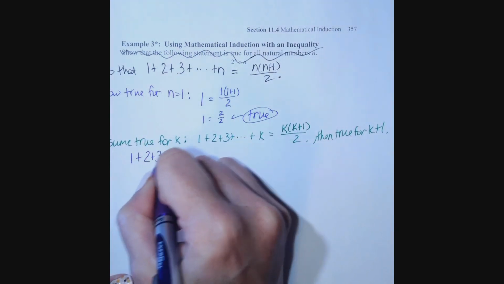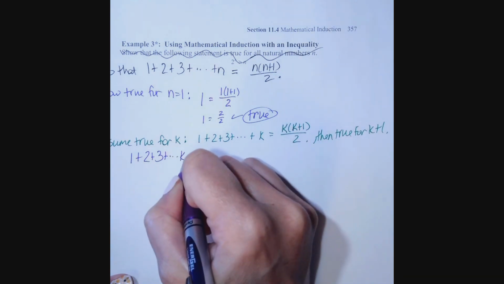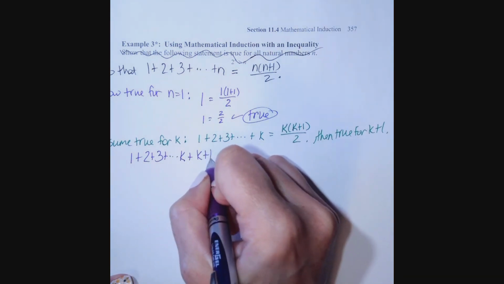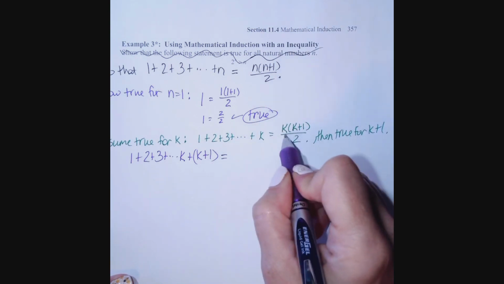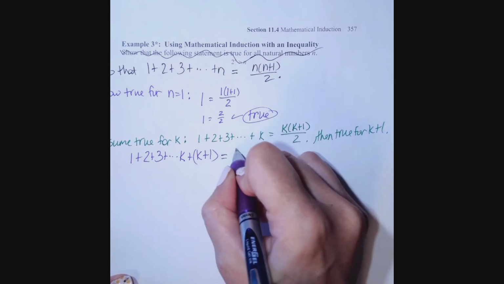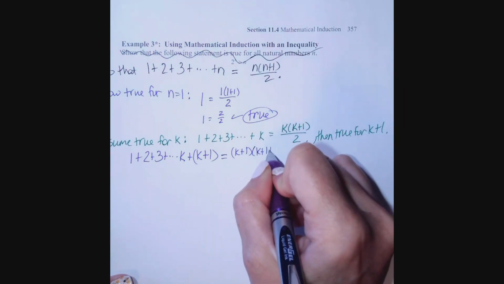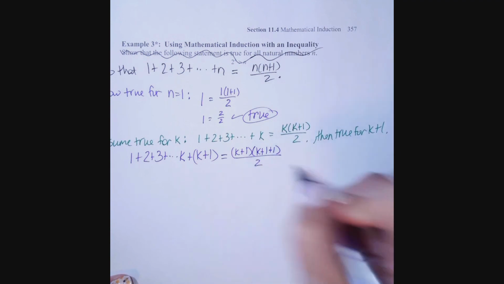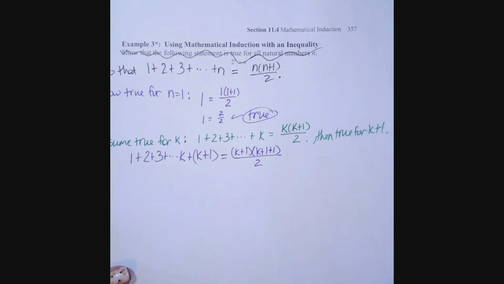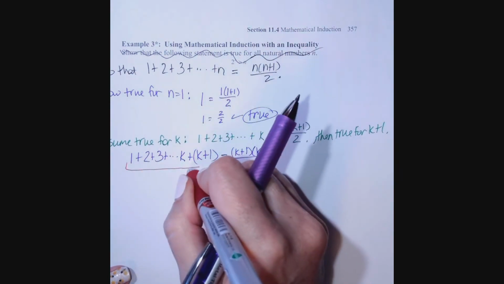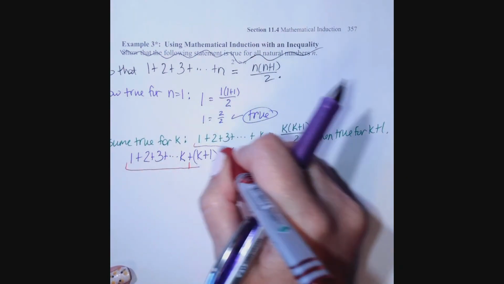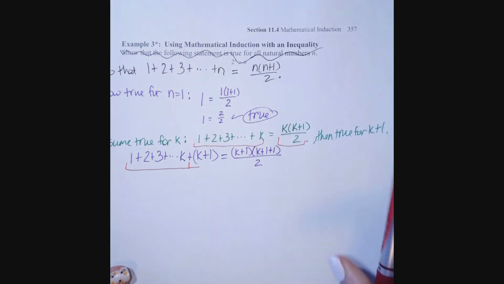We assume it's true for k, and then we show it's true for k plus 1. Alright, let's start. 1 plus 2 plus 3 plus all the way to k, and then we're going to go that next step to k plus 1. If that's true, I replace k with k plus 1 here, so that I have k plus 1 times k plus 1 plus 1 over 2. Okay, this is all that previous stuff, all the way to k. All the way to k is equal to this.